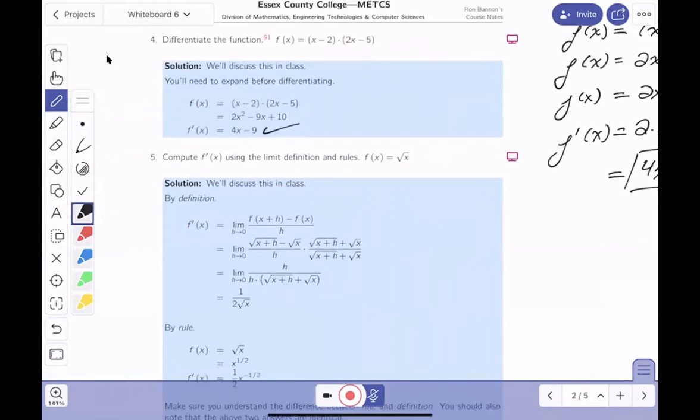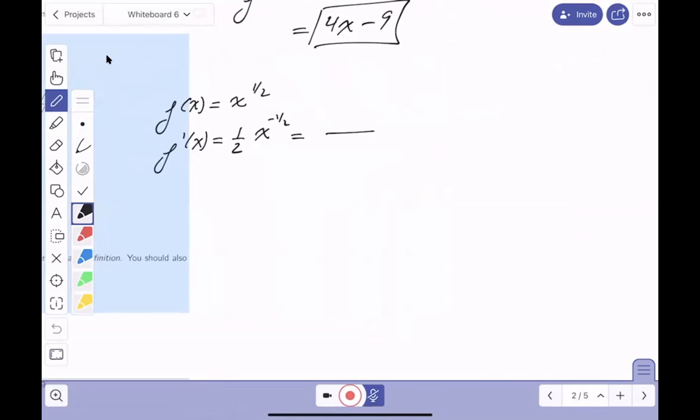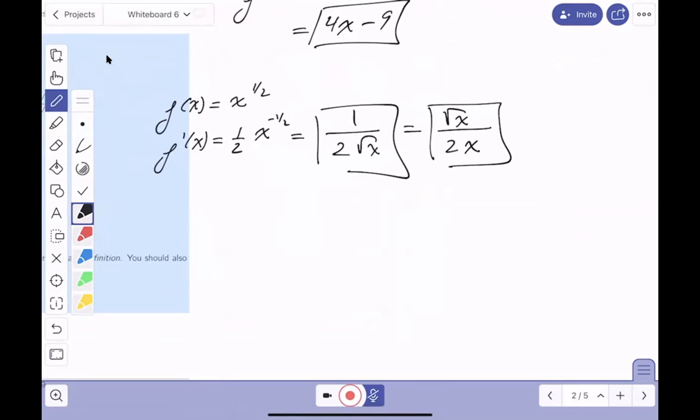4x minus 9. All right, let's look at number 5. And number 5 says compute this using both the definition and the rules. Well, I'm going to do the rule first. And what do I got? I have f of x equals x to the 1/2 power. So what's f prime? It's fairly simple. It's 1/2 x to the minus 1/2, right? And let's write that a different way. That's going to be 1 over 2 root x. If you prefer, you could write this as root x over 2x. What I do, I multiply top and bottom by root x. It's up to you. All right, I don't care. Either one's fine by me.